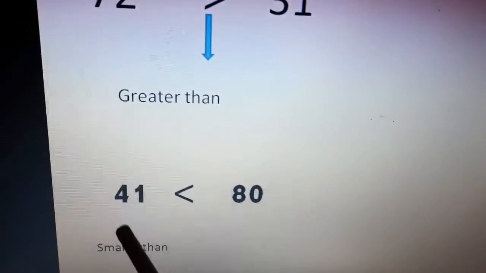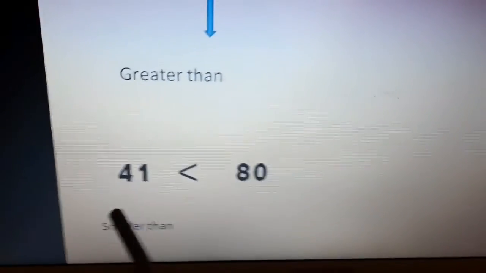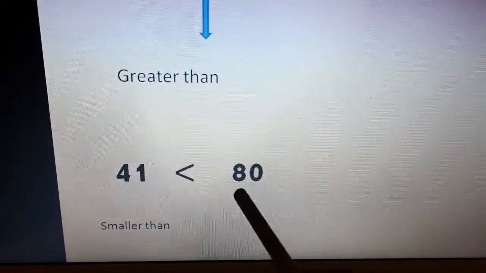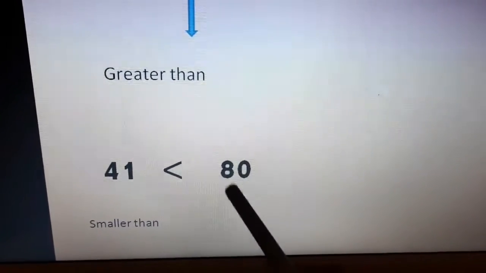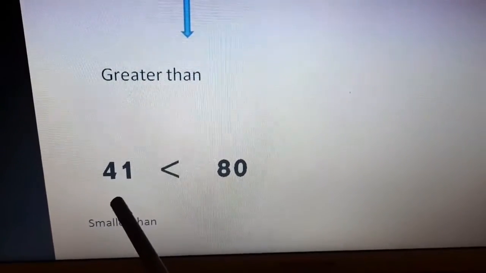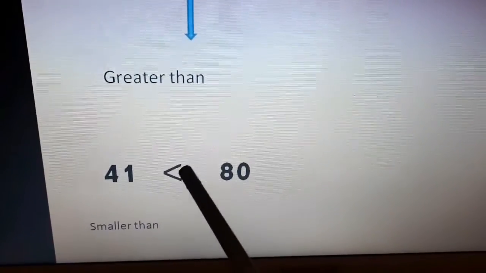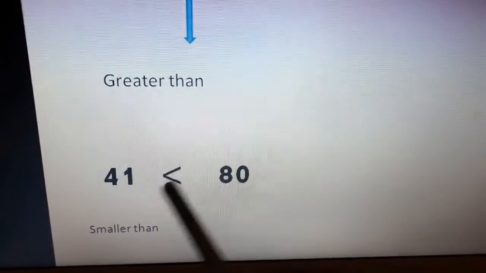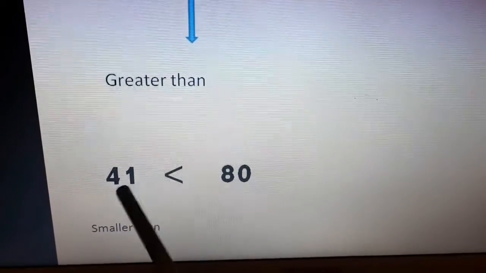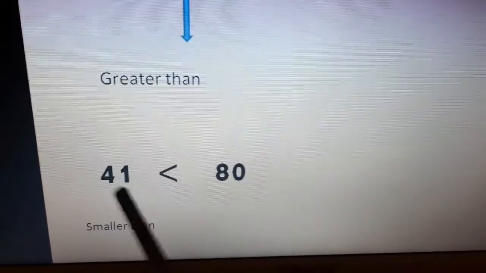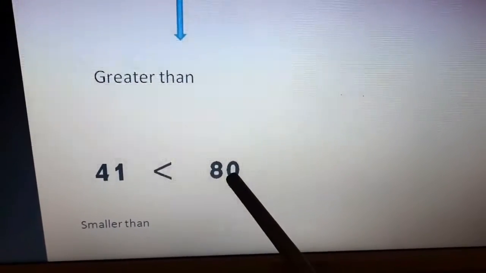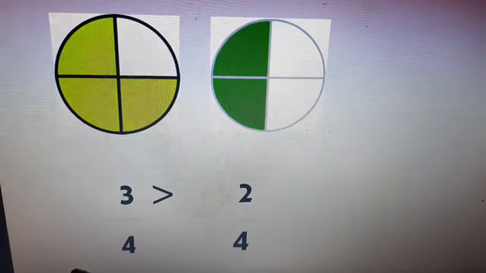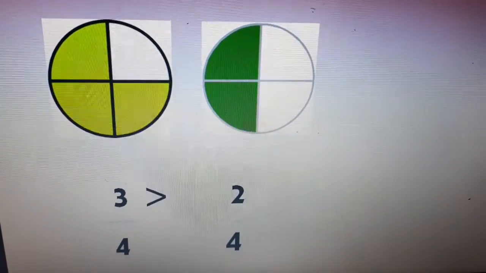Okay, look at the second example, please. Here we have 41 and here we have 80. 80 is bigger or greater than 41. So, big mouth beside 80 and small mouth beside 41 because 41 is smaller and 80 is greater, al-akbar. Today we'll talk about comparing between 2 fractions.